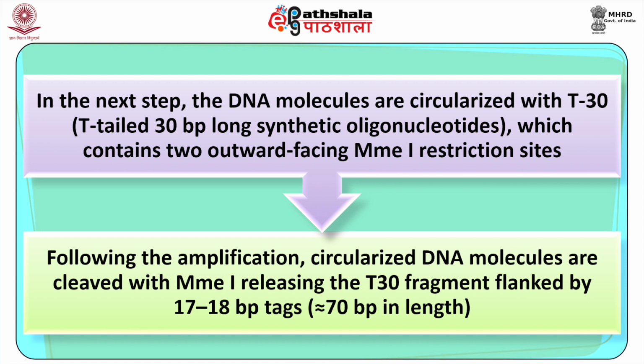In the next step, DNA molecules are circularized with T30, T-tailed 30 base pair long synthetic oligonucleotides, which contain 2 outward facing MmeI restriction sites. Following the amplification, circularized DNA molecules are cleaved with MmeI, releasing the T30 fragment flanked by 17 to 18 base pair tags, approximately 70 base pair in length.